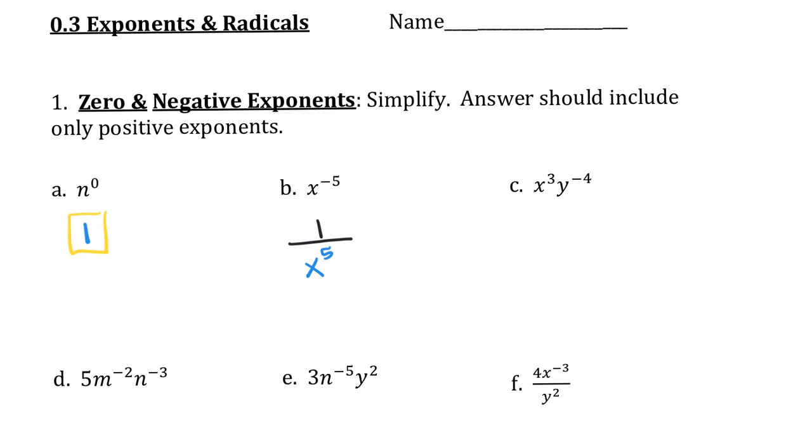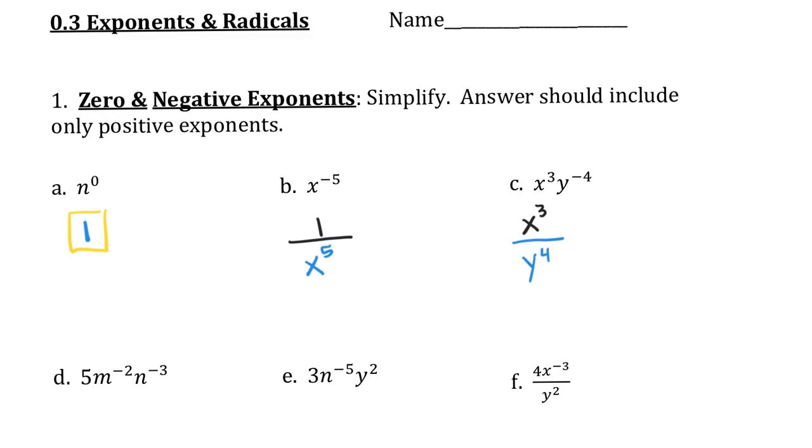For C, I have x to the third, y to the negative fourth. Now the x to the third is fine. It has a positive exponent. It's a nice answer. The y to the negative fourth is a problem because the exponent is negative. Since the y has a negative exponent, the y needs to move to the bottom so I can make the exponent a positive 4. And then that's my answer. It has positive exponents, which makes it a better answer.